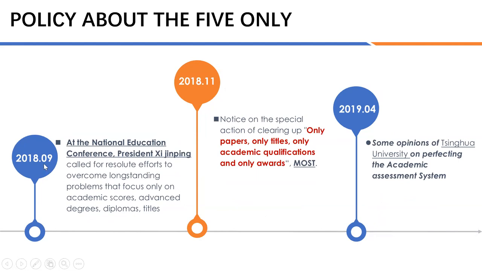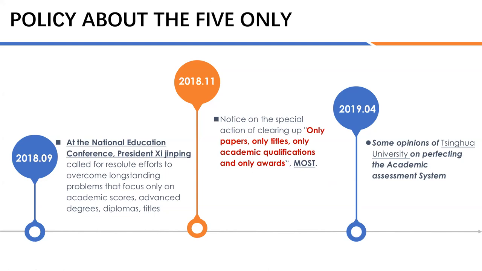And in September 2018, at the National Education Conference, President Xi Jinping called for resolute efforts to overcome the long-standing problem of focusing only on academic scores, advanced degrees, diplomas, and titles. Next, in November 2018, MOST issued a notice on special actions to clean up the only papers, only titles, only academic qualifications, and only awards.